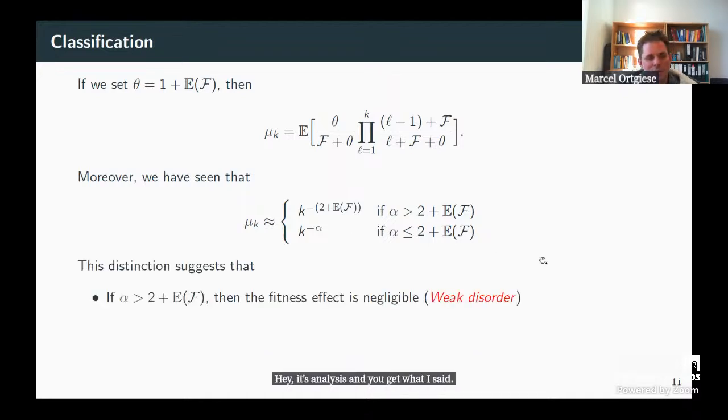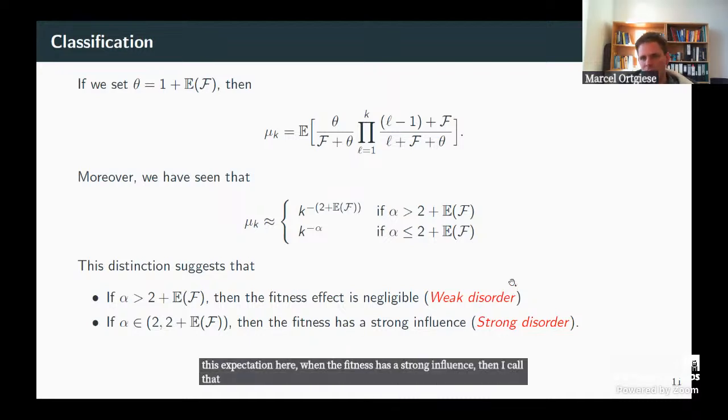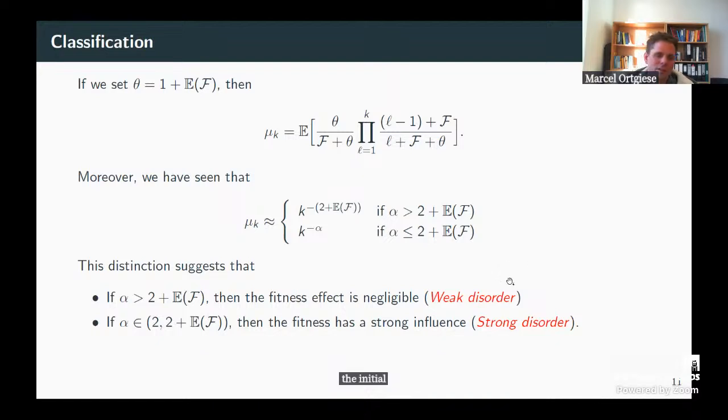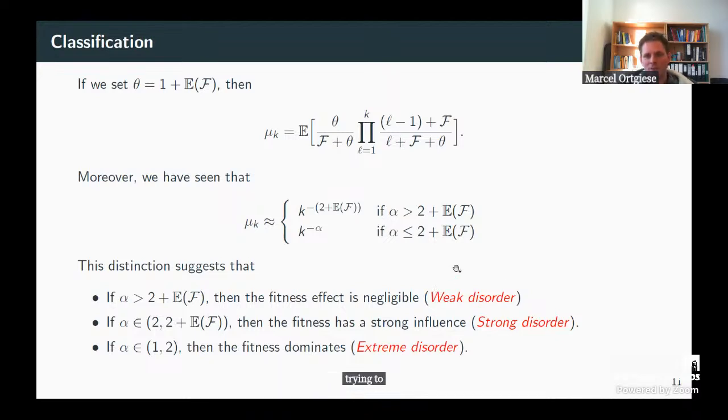But what I just wanted to emphasize with the slide is that if the fitness is relatively well behaved, not too extreme, then the fitness effect is negligible, and I'll call that the weak disorder case, coming from some random environment kind of terminology. And if alpha is between 2 and 2 plus this expectation here, when the fitness has a strong influence, then I'll call that strong disorder. So the initial randomness has a strong effect in that case. And otherwise, if the fitness distribution is very heavy tailed, then the fitness completely dominates. I call it extreme disorder. I'm trying to stick to this terminology.